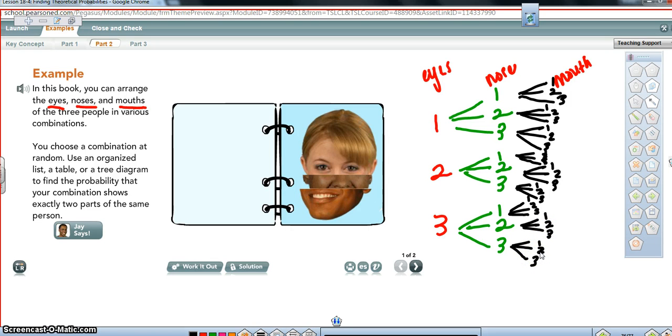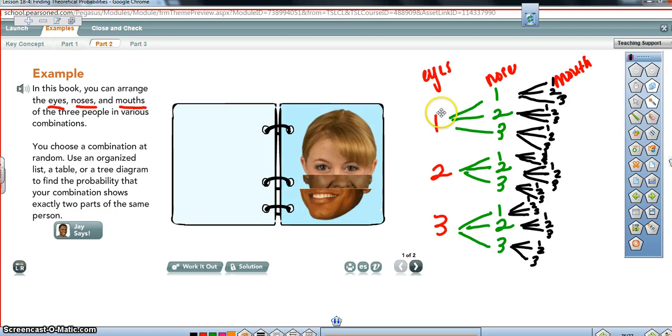Okay, so we want to know what's the probability that 2 parts of the same person are used. Well, if we travel this first path, we're using the first person's everything. So that's at least, or no, it's supposed to be exactly 2 parts. Okay, so that wouldn't work.